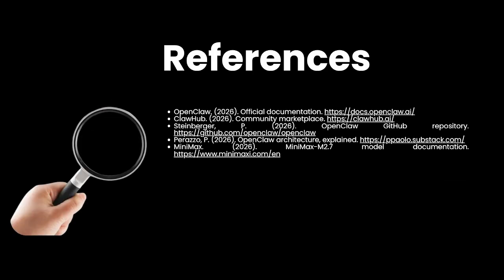These are the five primary sources that I used throughout the practice. The official OpenClaw documentation and GitHub repository were the foundation for all technical work. ClawHub is a community marketplace for OpenClaw extensions. Paolo Pizarro's Substack provided architectural context, and the MiniMax documentation covers the LLM provider I used.